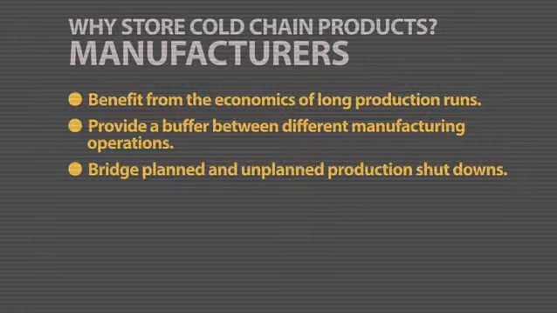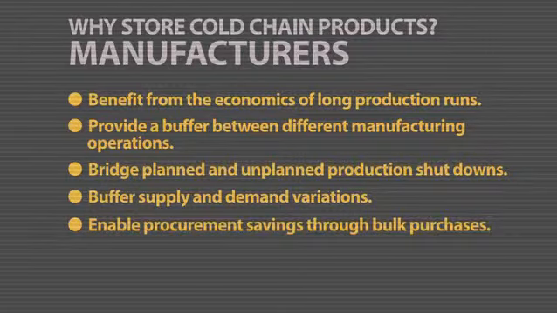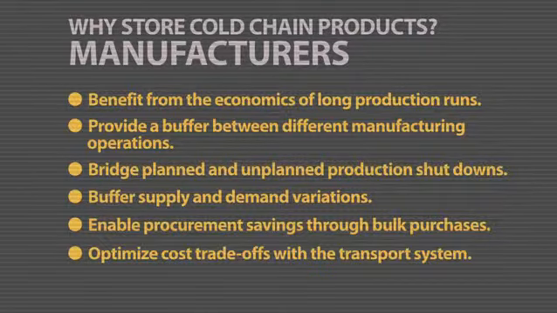And if you're supplying product to customers, you want to be able to buffer the supply and demand variations that occur in any supply chain, for example, seasonal fluctuations. You may also want to make procurement savings by bulk purchasing your precursor materials. And finally, you want to make the best possible use of your delivery vehicles. For example, by using full vehicles or by using the largest vehicles you possibly can.